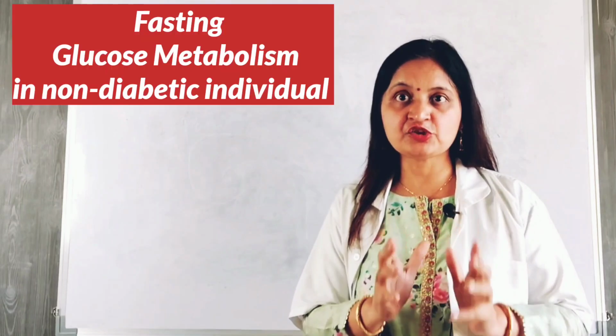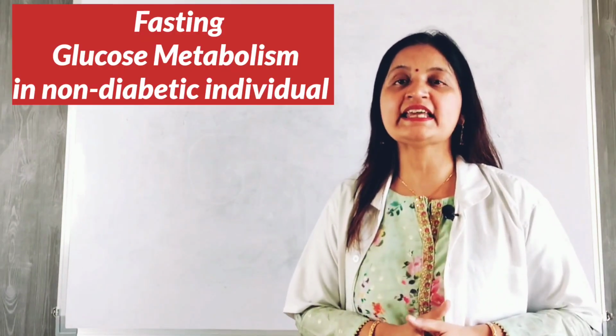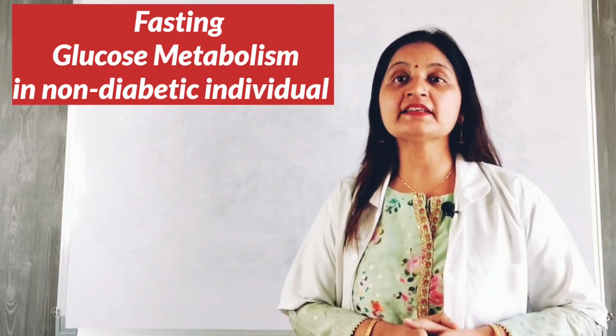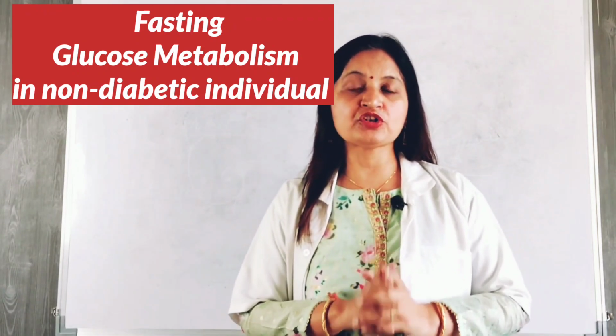So in this way, insulin facilitates the uptake of glucose, free fatty acids and amino acids, and also facilitates the conversion to glycogen, which is stored in the liver and in the skeletal muscle, and the triglycerides, which are stored in the adipose tissue.